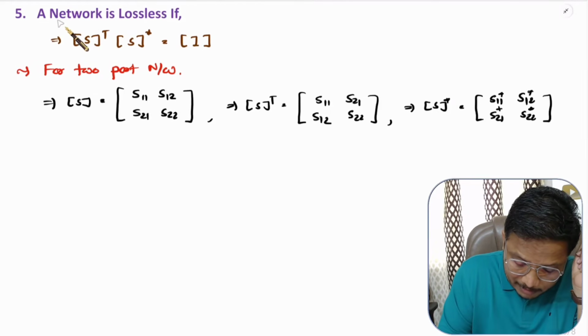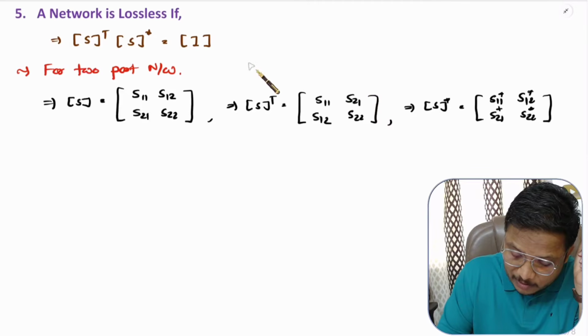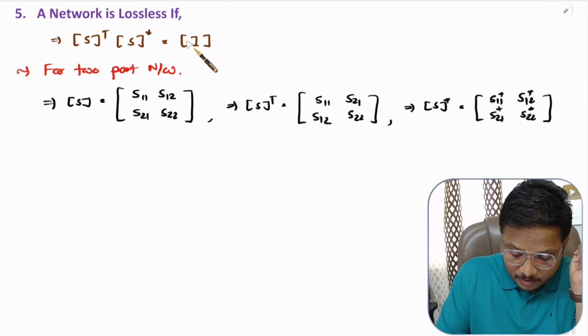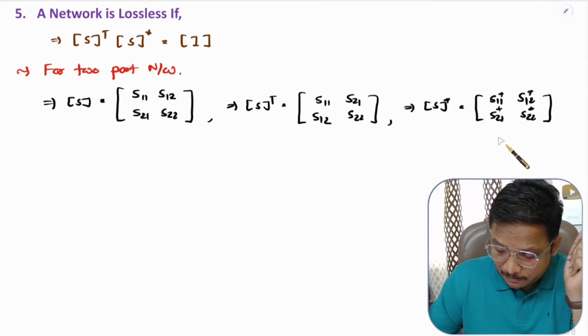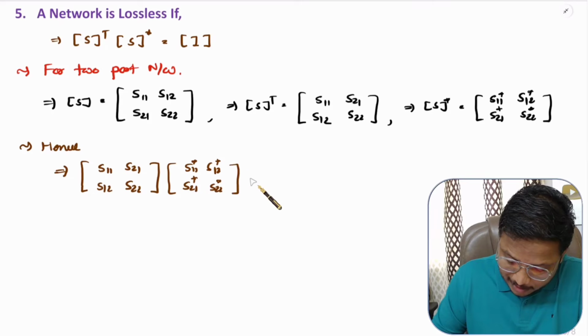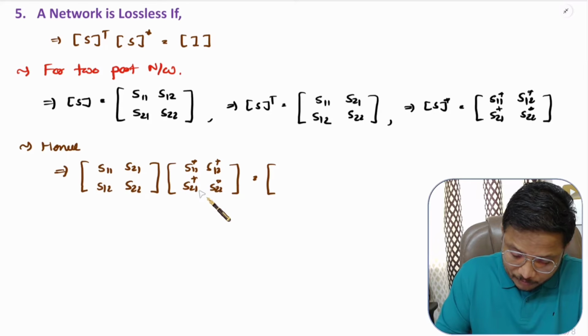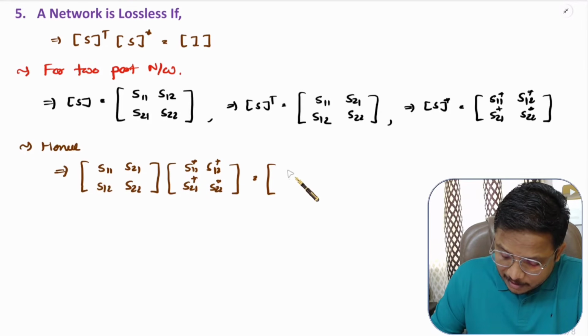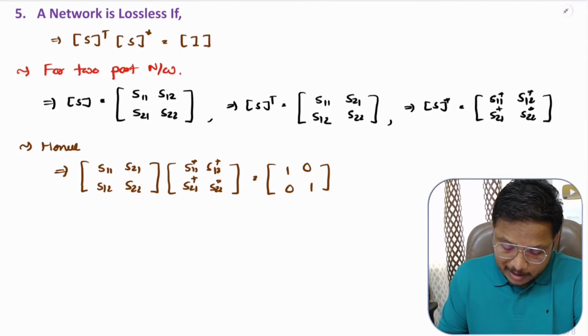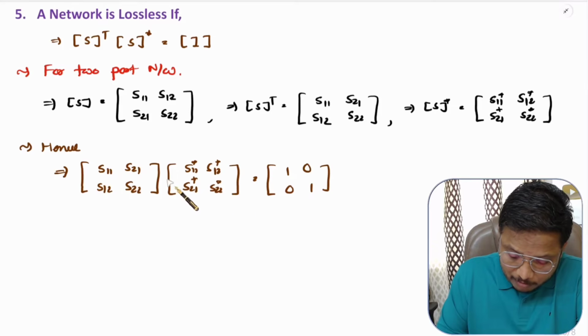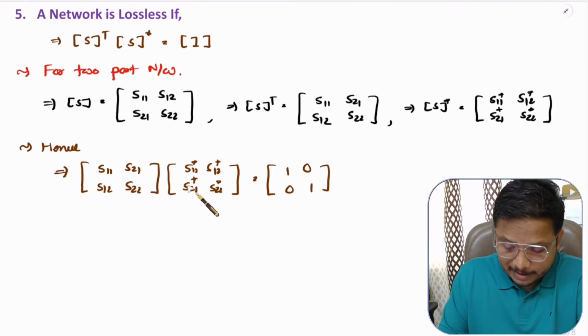So the network will be lossless if the multiplication of S transpose and S conjugate equals identity, right? Here I'll be doing the multiplication of these two matrices, and that should be identity. Identity means the diagonal should be 1, and it will be 2 cross 2 only. So here I'll be explaining the multiplication of this matrix.